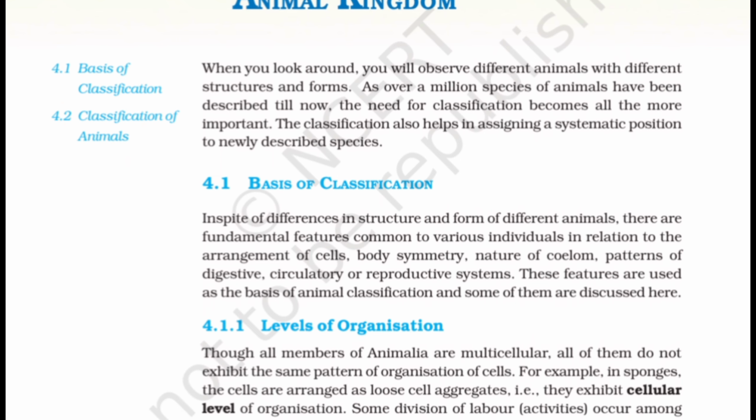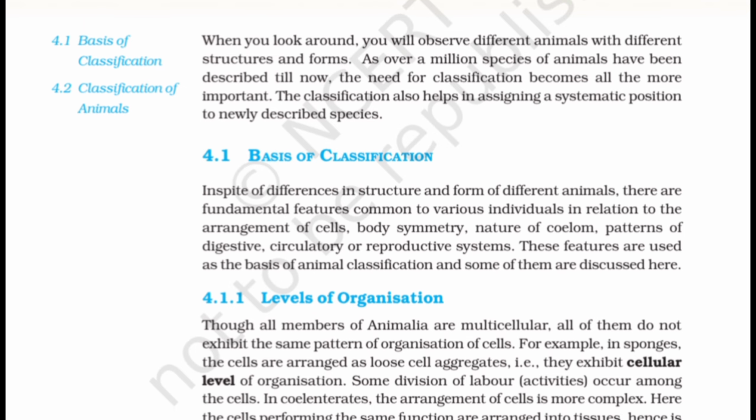Basis of classification. In spite of differences in structure and form of different animals, there are fundamental features common to various individuals in relation to the arrangement of cells, body symmetry, nature of coelom, pattern of digestive, circulatory, or reproductive systems. These features are used as the basis of animal classification, and some of them are discussed here.